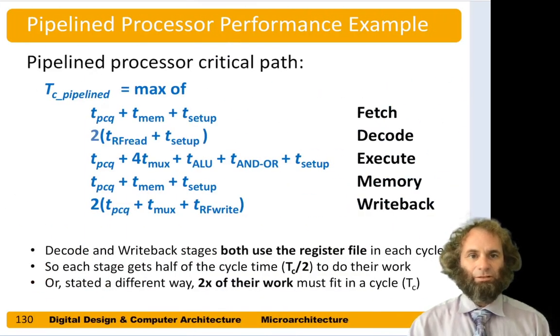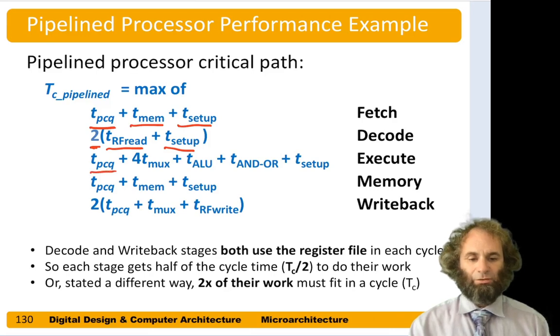Now let's take a look at the critical path. So we have to look at each stage to identify the critical path. In the fetch stage, we have a propagation delay through the PC register, plus a memory delay to read the memory, plus a setup time at the fetch stage register. For decode, we need to read the register file and set up the next register, and we need to do that in half the cycle, so the entire cycle time has to be at least twice that.